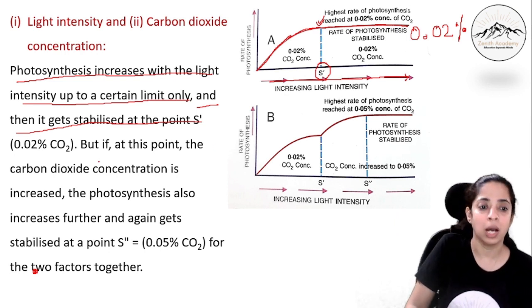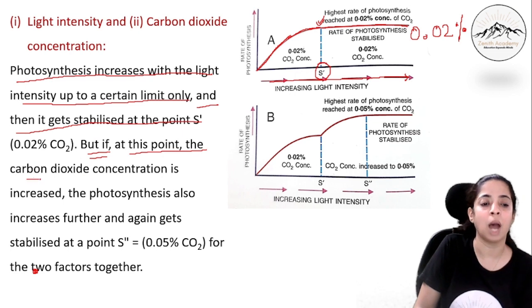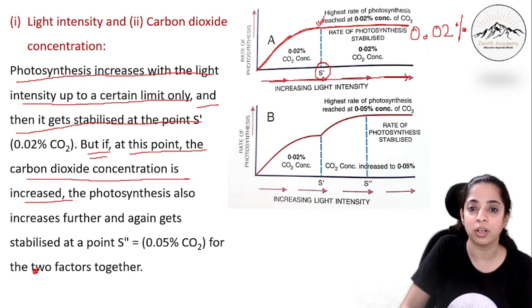Now, if at this point the carbon dioxide concentration is increased, at this particular point, can you see the S dash point? It is the same here in the second graph. So at this point now it has become the highest point, and after this it gets stabilized.